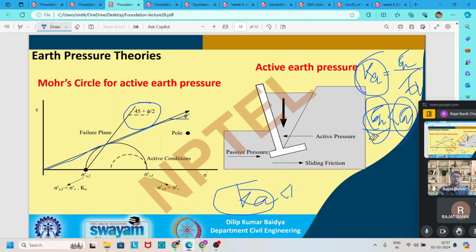If you plot all these points, you can see that for the active earth pressure case, the soil failure plane makes an angle with the horizontal of 45 degrees plus phi by 2. So in active earth pressure, the angle of the failure plane is 45 degrees plus phi by 2, where phi is the angle of internal friction of this soil.